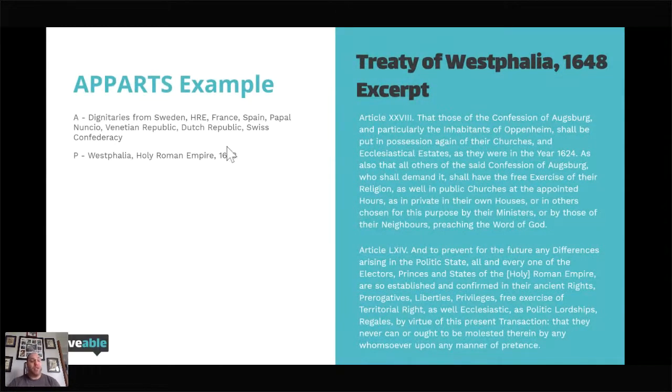1648, this is a turning point in European history, right? This is a time frame where we're saying, okay, we're done killing you because you're Protestant. We're done killing you because you're Catholic. We are not going to do that anymore. So a very important time frame in European history.